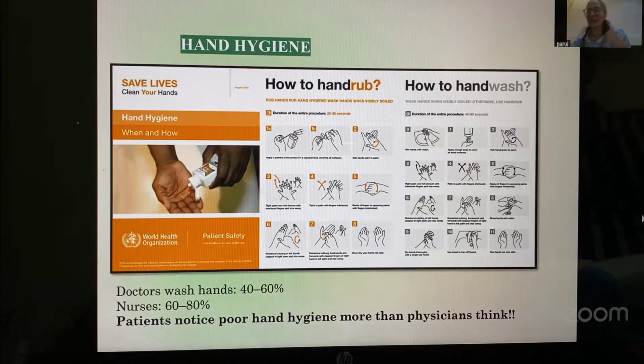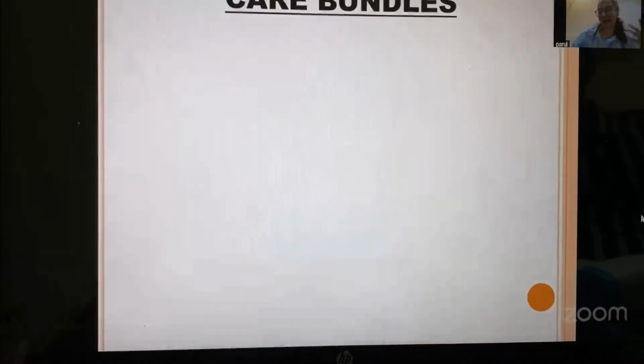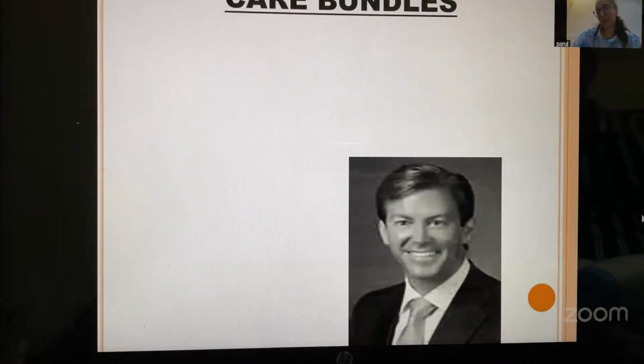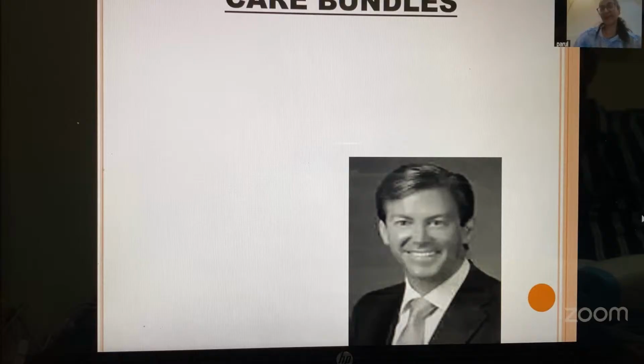So just give it a thought every time you go near a patient and you enter a hospital, and that's possibly going to save many, many lives, even though it might not look important at that time.